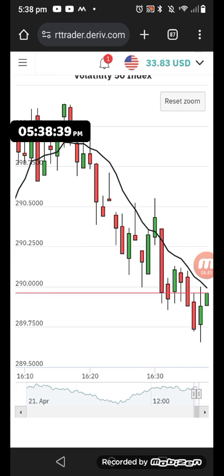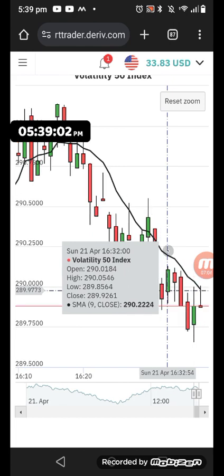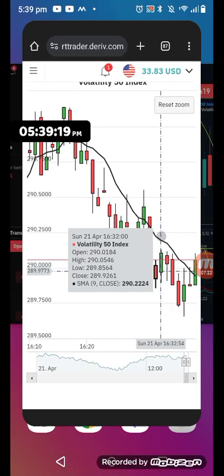Not only that. Let me look for just one time and show you. Look at this, the time is 16:32, right? 16:32. Let's just use one value. The open is 290.0184.